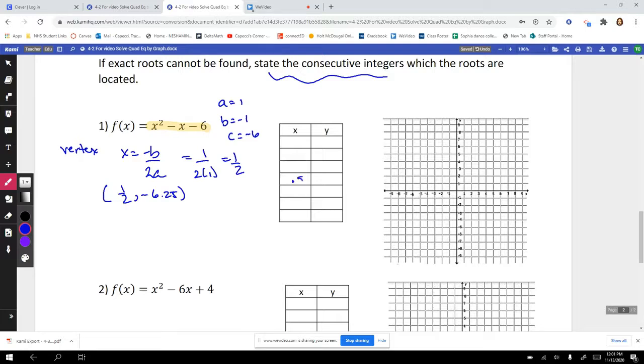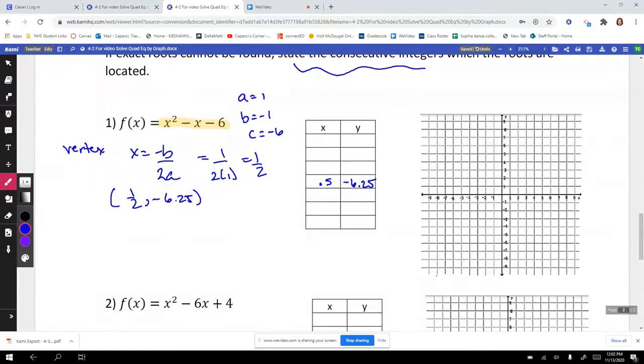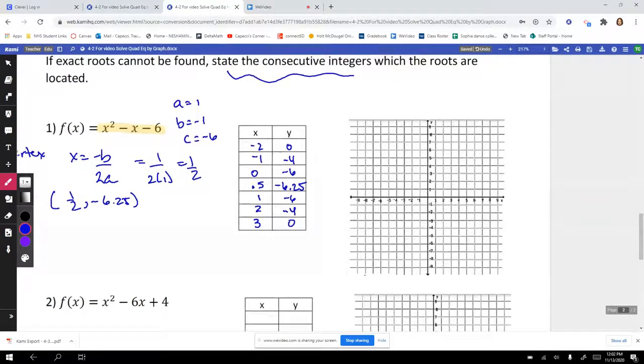Either way is okay. And I'm going to put that in the center of my table because that's my vertex. And like we've done in the past, I'm going to pick values around it. Okay, and then from there, we're going to graph them. Now, if you want to pause this video and try to graph them on your own or substitute the values in, you are certainly welcome to do so.